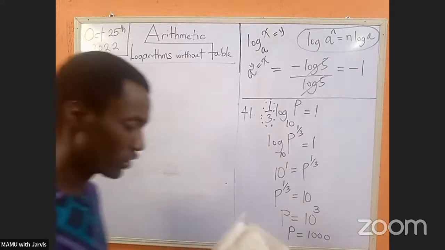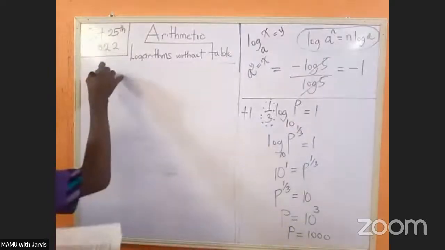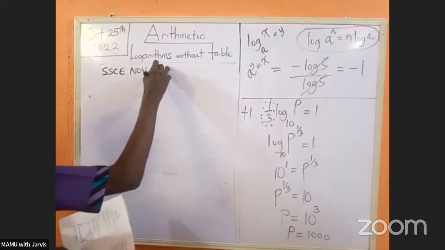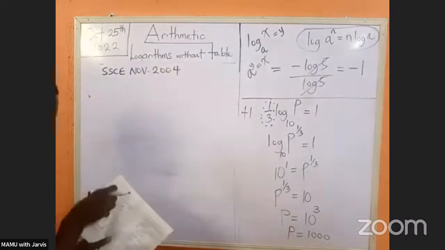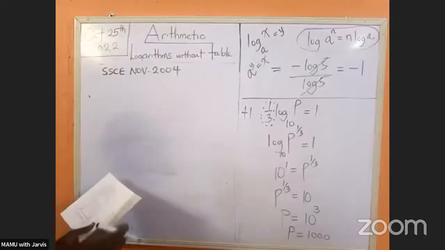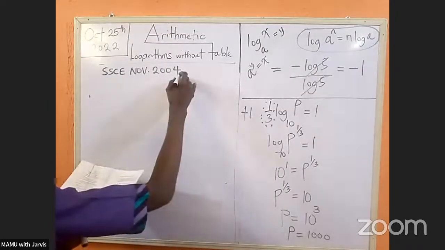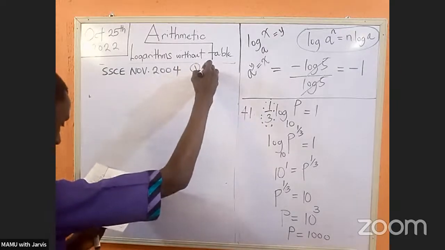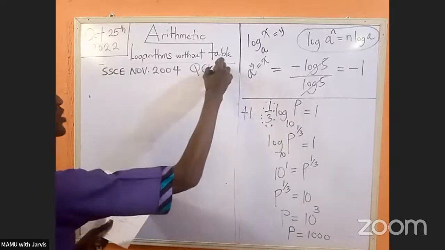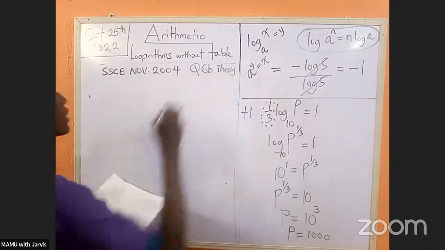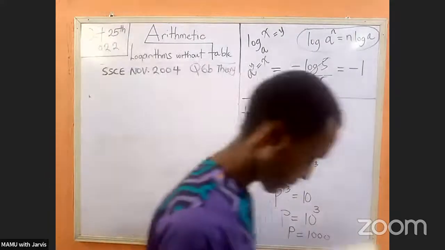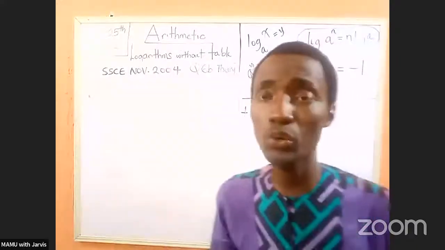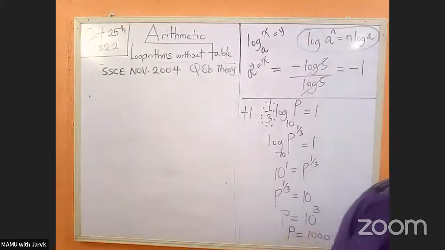Now, the question I'm considering comes from SSC November 2004. Let's see if I have that right. It is question number 6B, and it is a theory question. SSC November 2004, question number 6B, and it is a theory question. Okay, so let's see how we can handle that.